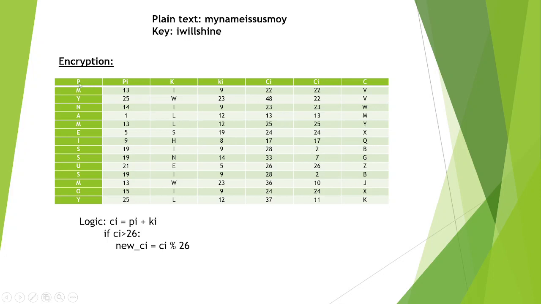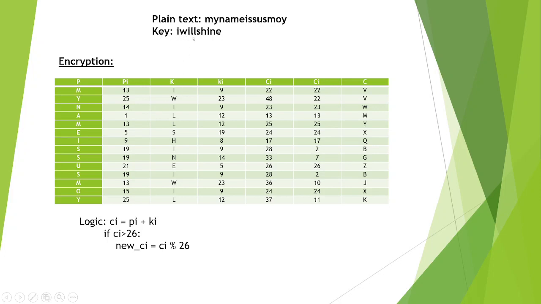So at first we have P. P means plain text here. So I write all my characters M, Y, N, A, M, E and so on like this. Then we have Pi. Pi means the number of the alphabet. So I consider A as 1, B as 2, C as 3 and so on. So here M equals 13, Y equals 25, N equals 14, A equals 1, M equals 13 like this.